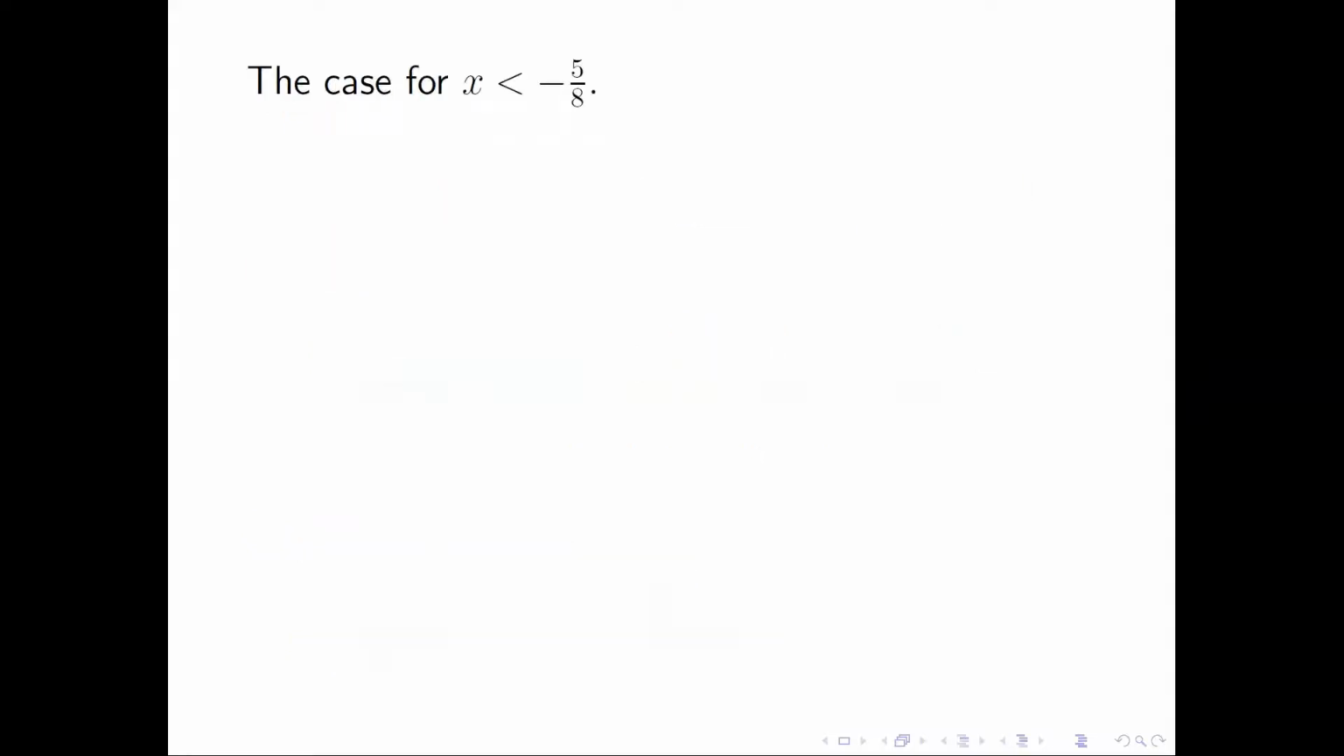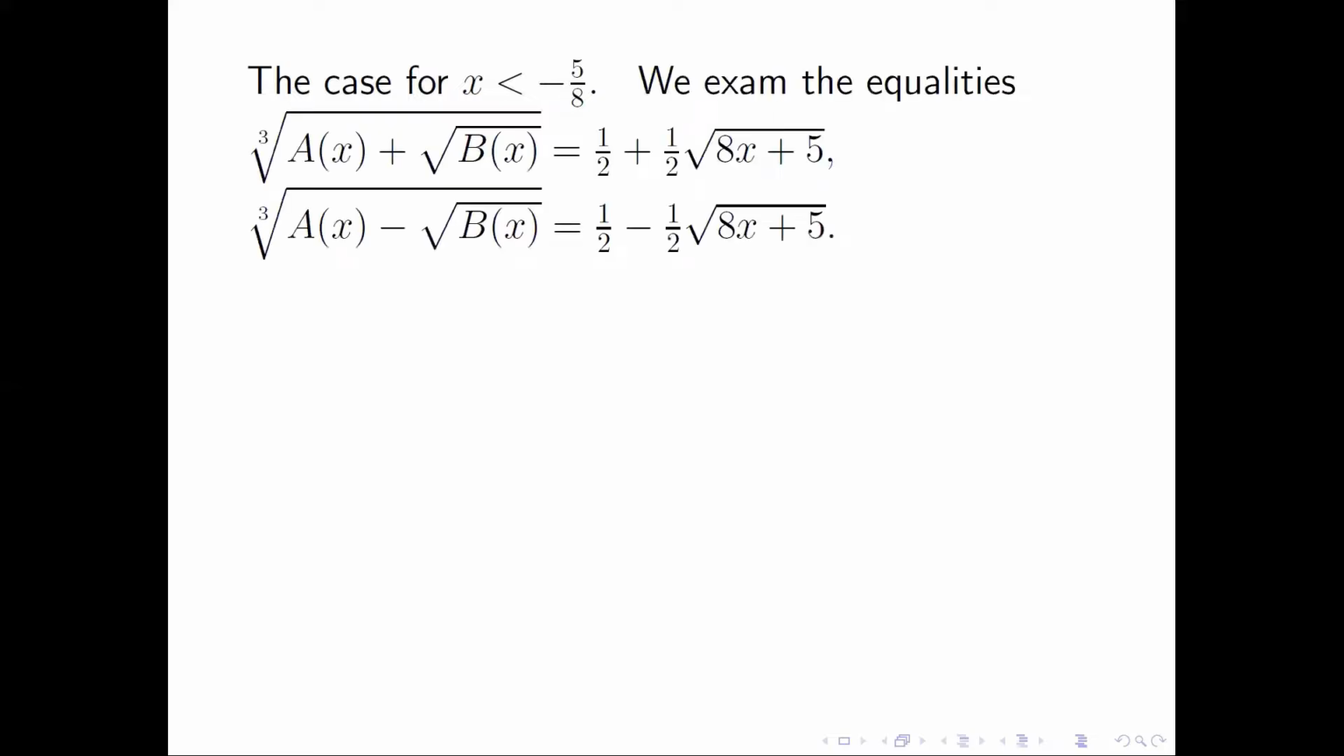Now, let's go to the next topic. We extend the identity to complex numbers. In other words, when x is less than -5/8, we got the square root of negative numbers, which is complex numbers. We want to examine the equalities under these assumptions.